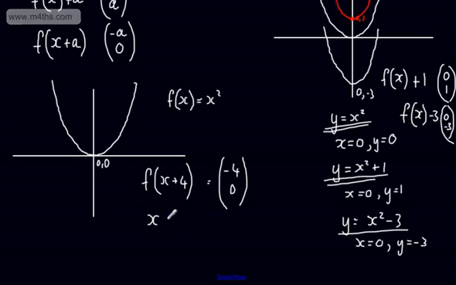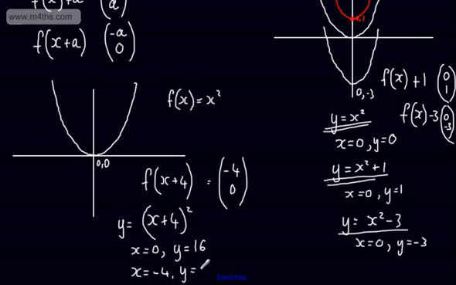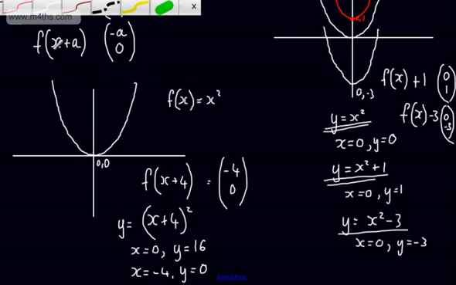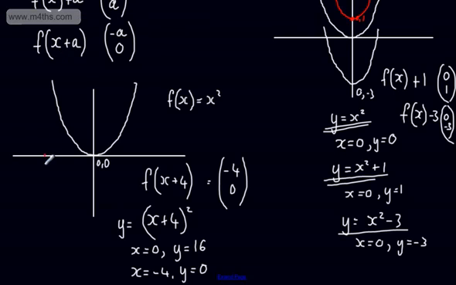Let's look if I had now x plus 4 all squared. So we could say that y is equal to x plus 4 all squared. Consider now, if x is equal to 0, y is going to be equal to 4 squared, which is 16. So if I now consider when x is equal to minus 4, minus 4 plus 4 is 0, y is going to be equal to 0. Hence, why we move this in the opposite direction to what you expected. So this point now is minus 4, 0.